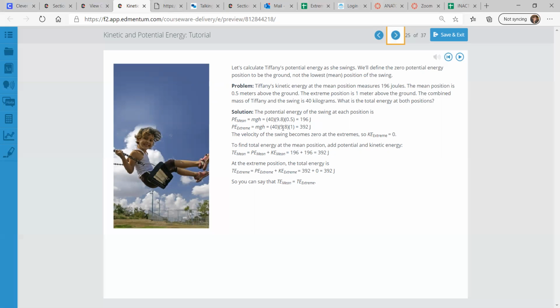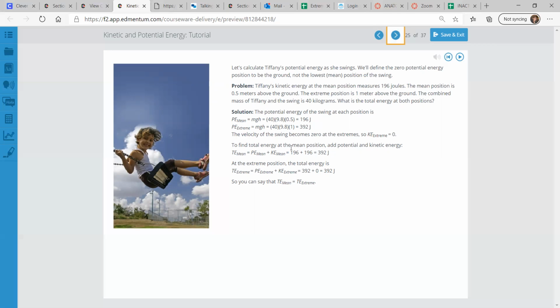The velocity of the swing becomes 0 at the extremes. So she stops moving at a split second when she reaches the furthest point on the swing, and then she changes direction. She goes backwards.